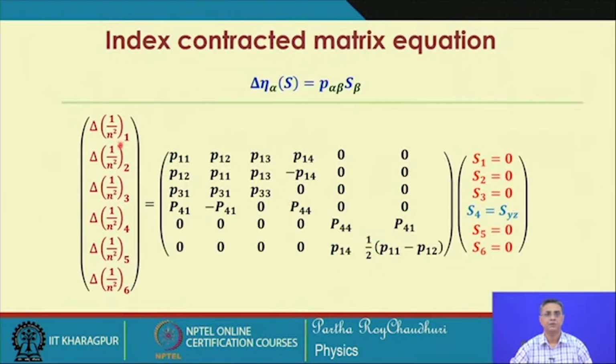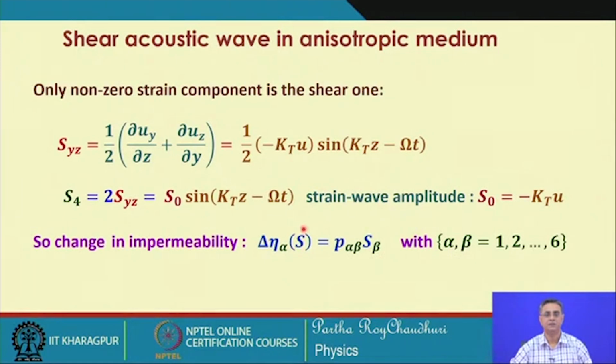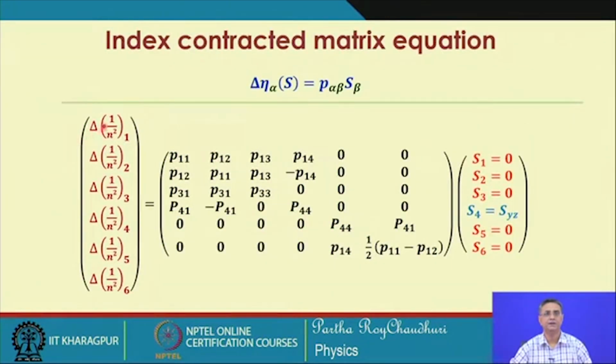We will see now. So, from here, delta eta alpha as a function of S, we write here. This is the change in the impermeability as a column vector, and this is the photoelastic, or strain-optic, tensor for the lithium niobate crystal. You have seen that only this S4, S_yz, is the non-zero component. So, this will effectively give you only this column as the non-zero elements.